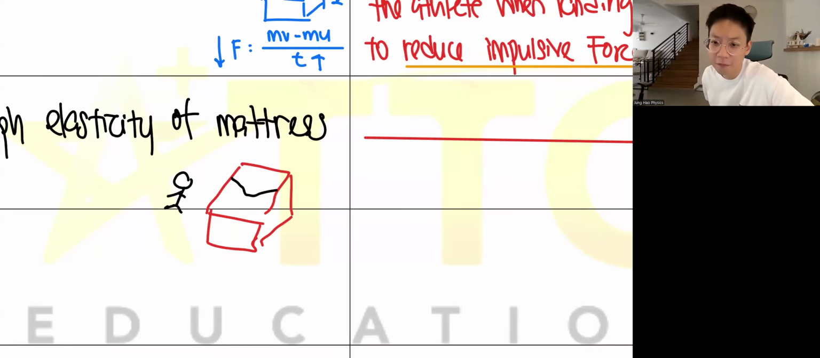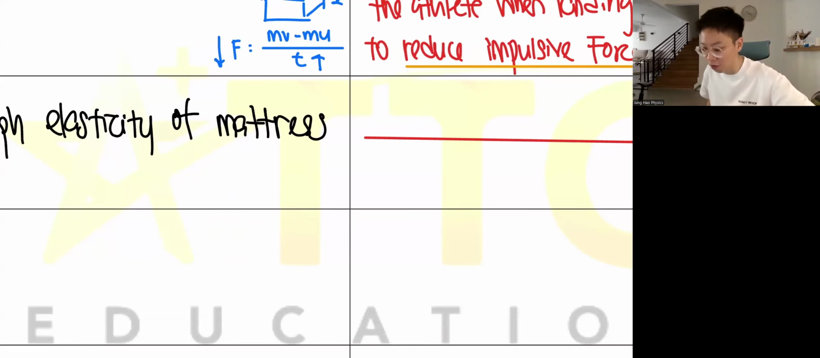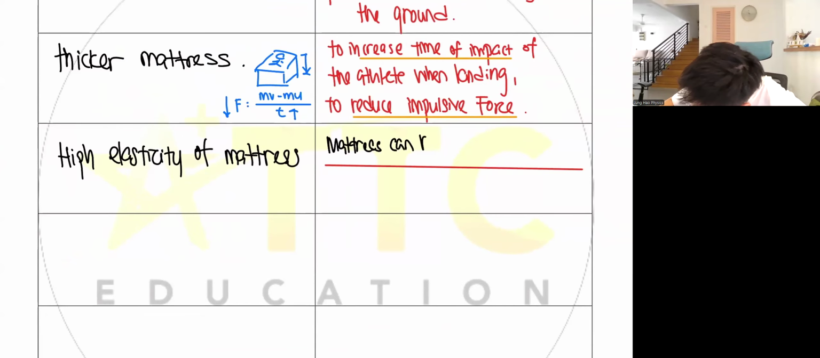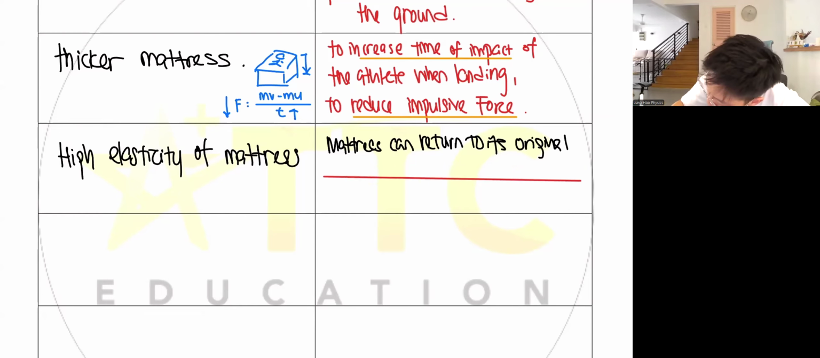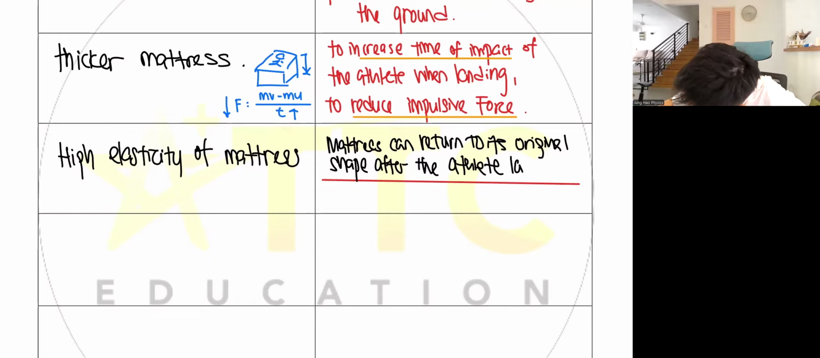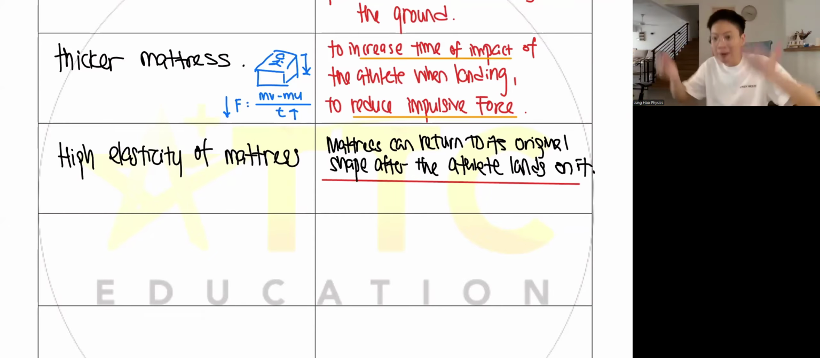So you want your mattress to be able to cushion you. Therefore, elasticity, so that the mattress can return to its original shape after the bounce. So you want it to bounce back.